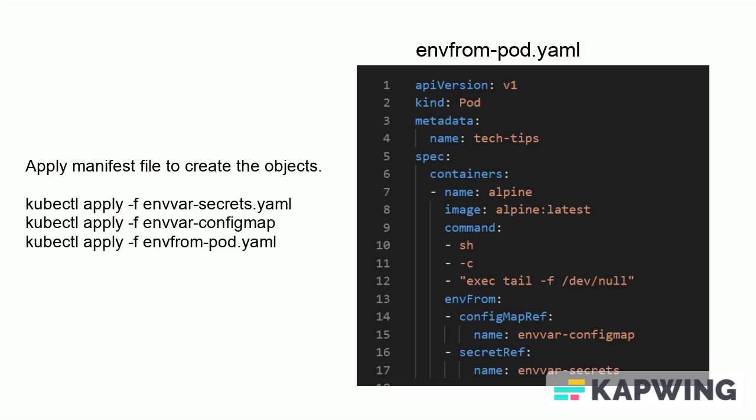In this slide we have taken a pod manifest file. You can see we have used envFrom and we have a reference to the config map and the secret. That is the name of the config map, envr config map. Another is the secret reference, which has the name envr secrets, which we defined in the previous slide. Now we'll apply all these three manifest files, secret, config map, and the pod, which will import all these keys as environment variables.